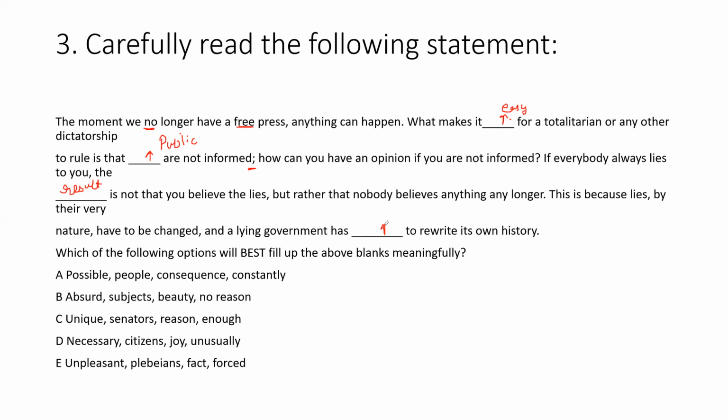So what are they going to rewrite? They're going to rewrite their own history time and again. So we say again and again they have to rewrite their history. Based on this analysis, we should hit the options. Let's begin with the fourth blank. We can start off with the fourth one or the first one, whatever you feel is easy. I will pick up the fourth one. A lying government has to rewrite its own history time and again.